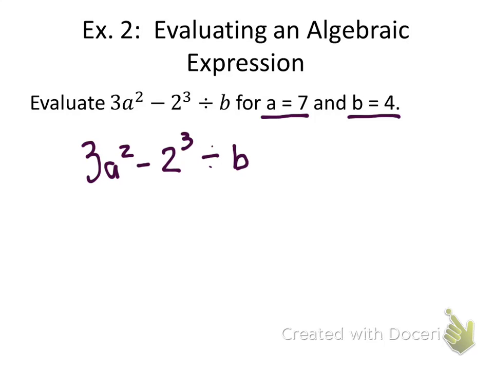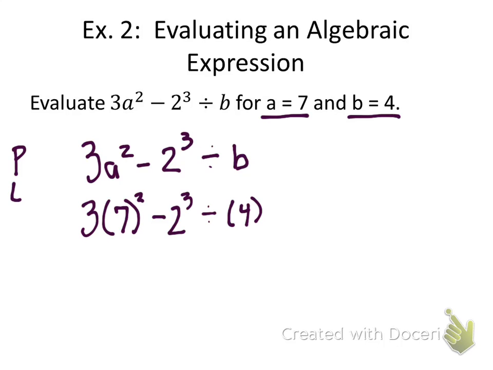When we look at the problem, we want to rewrite it first so we have some room to work with. Whenever we have a variable, we want to replace the variable with the number it's supposed to be substituted with, in parentheses. So it's going to be 3, open parentheses, a is equal to 7, so put 7 inside parentheses, and we square it. Subtract 2 to the third power, divide that by b. b is 4, so we put 4 into parentheses. Then we work it out with our orders of operations.